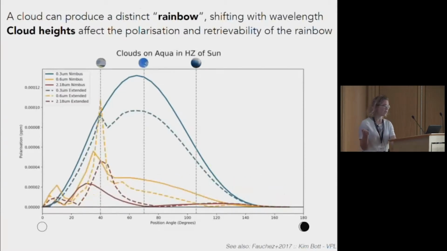If we have a planet that has a cloud present, we get these very distinct rainbow features. These are very clear features to see in polarized light. The strength of the rainbow compared to the other features like the Rayleigh scattering will depend on the cloud height. If you're very interested in how to determine your cloud height and disentangle that from molecular abundances, I would highly recommend looking at that paper from Thomas Fauché from 2017. It's a really brilliant paper, but I can't get into that right now.